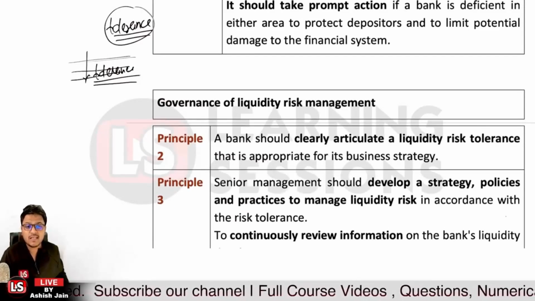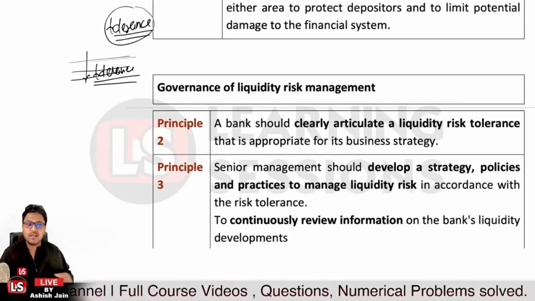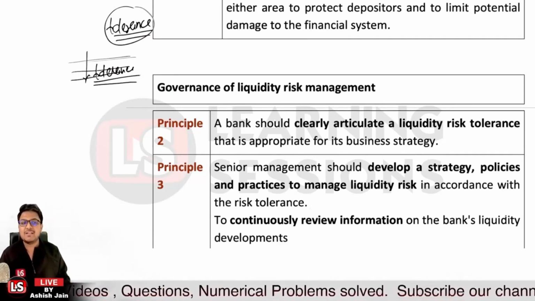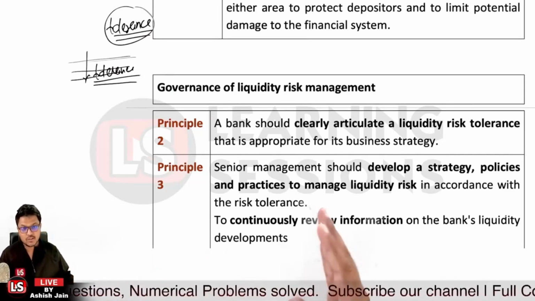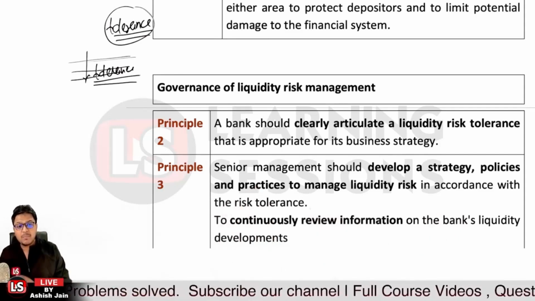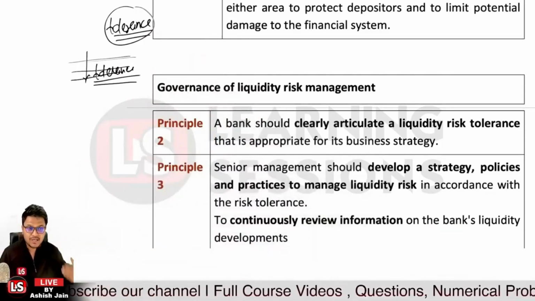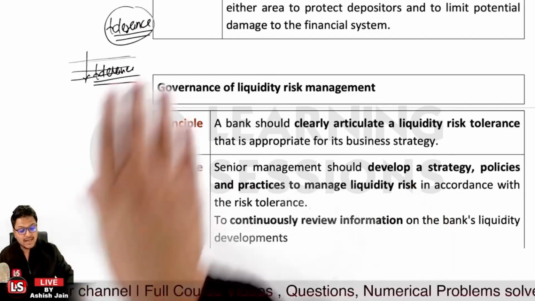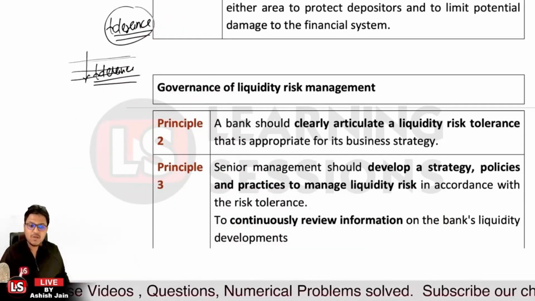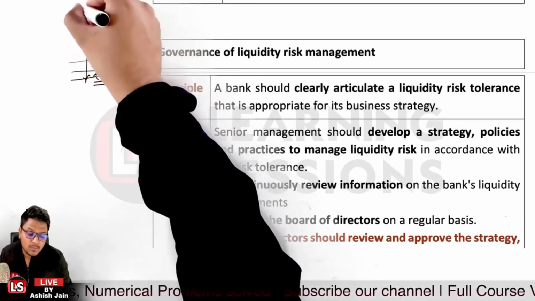And principle 3 says that the senior management must be involved. They must develop a strategy, policies and practices, so that they can manage the liquidity risk in accordance with the risk tolerances. Risk tolerances are set by the board of directors, and in accordance with them, the senior management must have strategies, policies and practices to work upon those tolerance levels. And all the information must be reviewed continuously and reported to the board of directors.